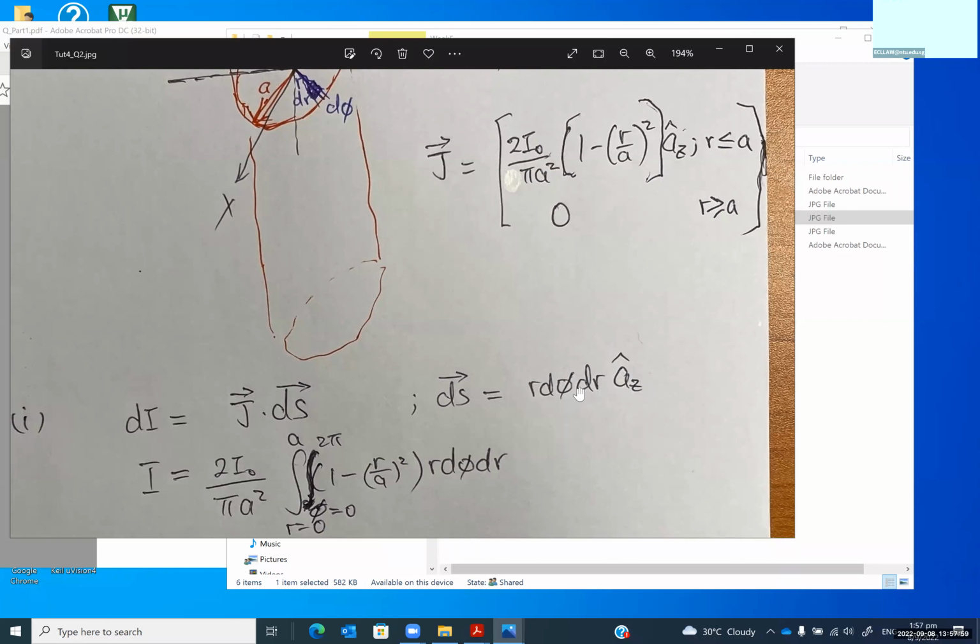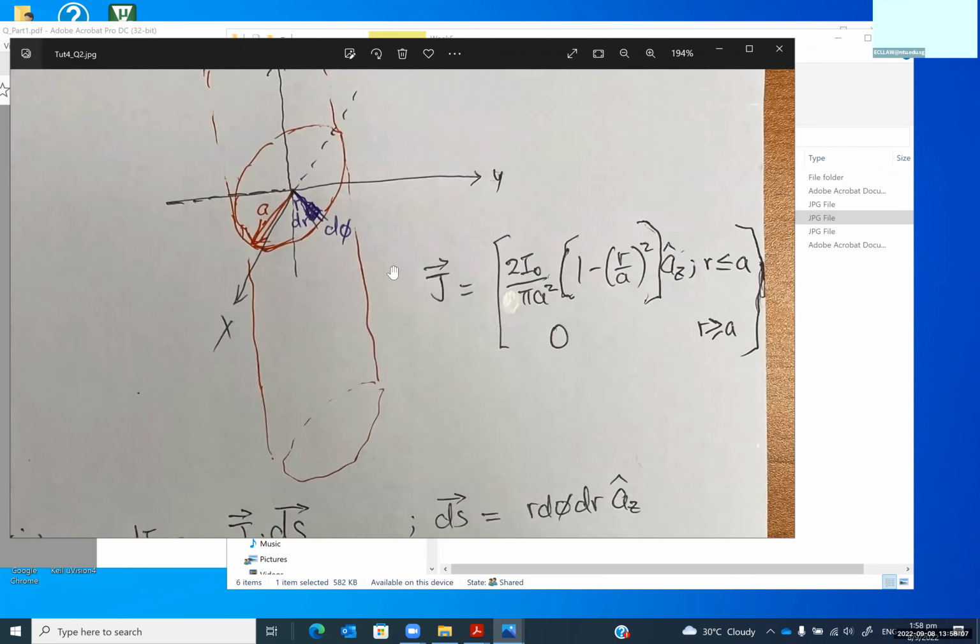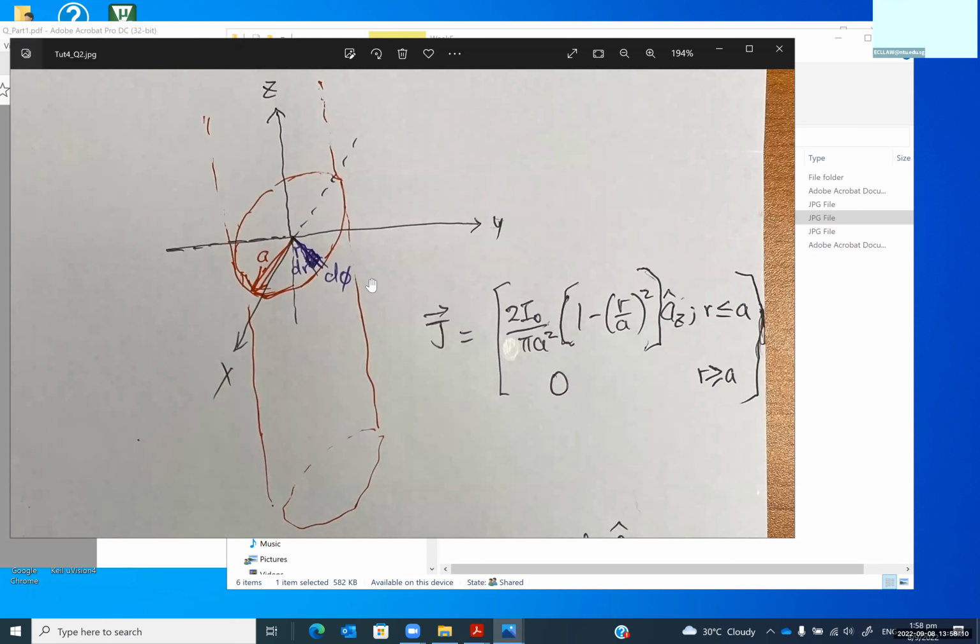Can I swap this order, dr and then d phi? Yes, I can do that if I want to. But if I do that, later on I'm going to integrate with respect to dr first, then d phi. Whereas if I do d phi first, then dr, the difference is I'm going round first, so I form what we call a ring area of width dr.